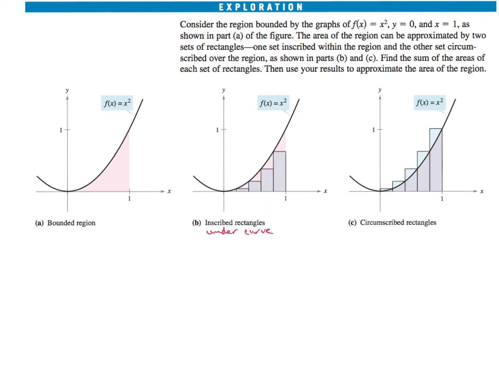And if you see circumscribed, what would that be? Like over the curve. Is inscribed going to be an under or over approximation? Under. And then circumscribed is going to be what? Over. An over approximation of what the area is actually under that curve.